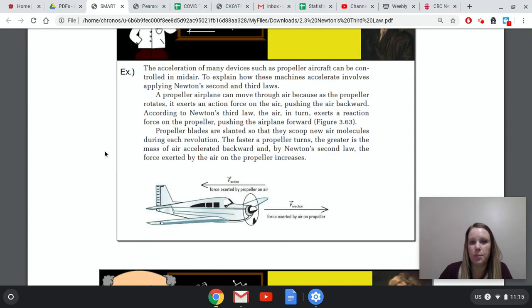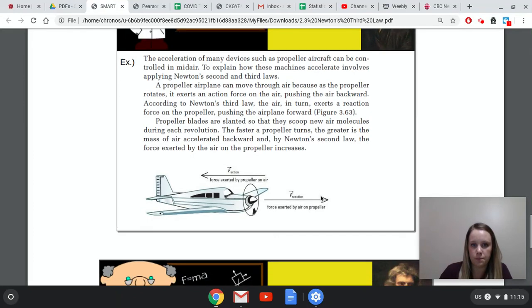So things like propellers that aircraft have, these involve Newton's second and third laws. The propellers move through the air, and as it rotates, it exerts a force on the air, pushing the air backwards. It's the reaction force of the air pushing the plane forward that makes the plane move.